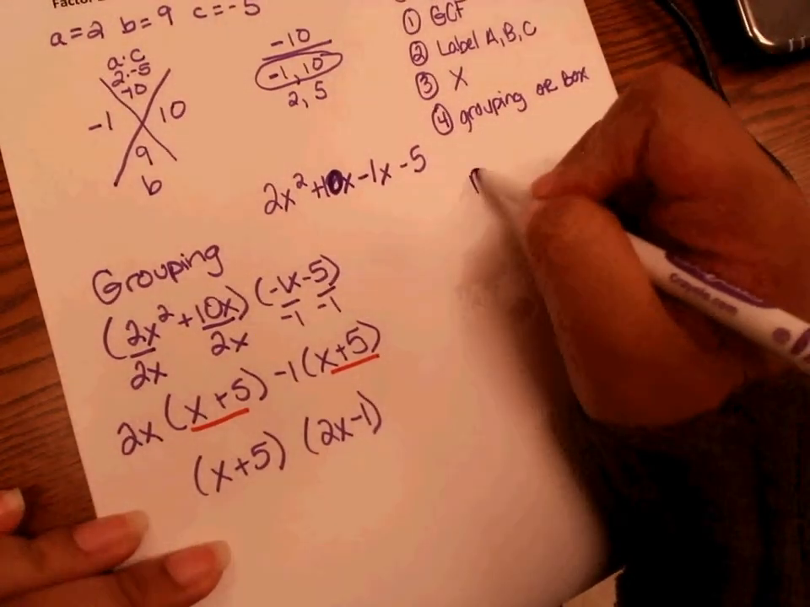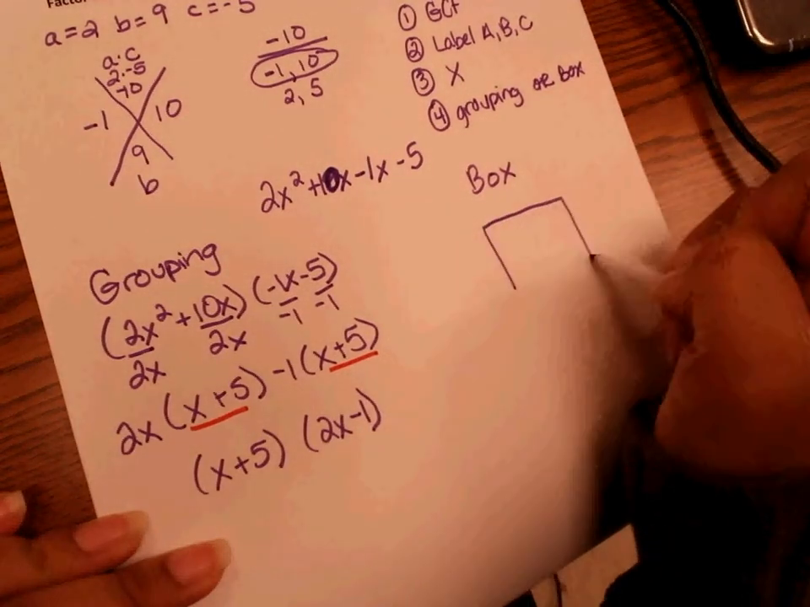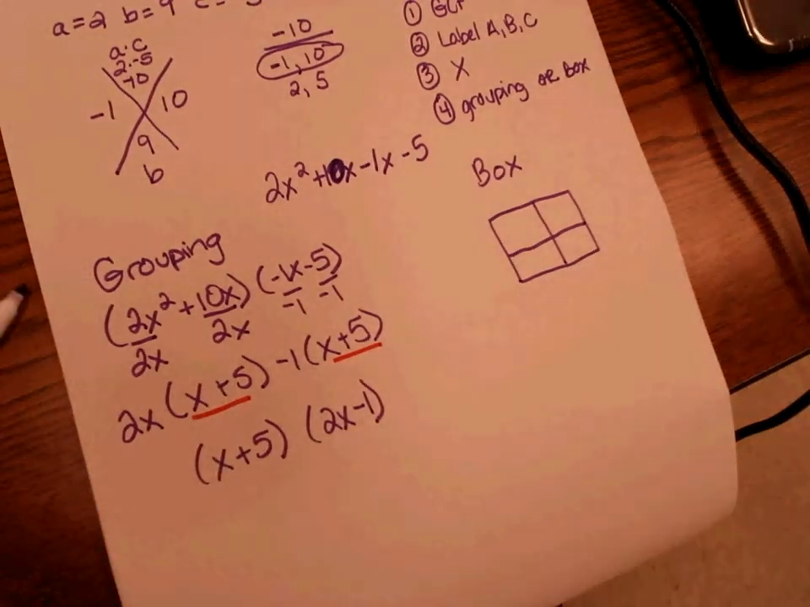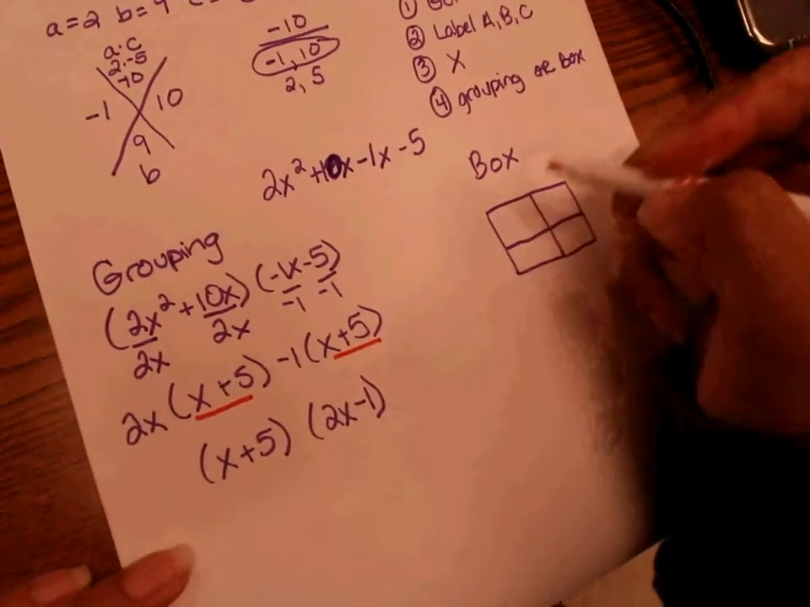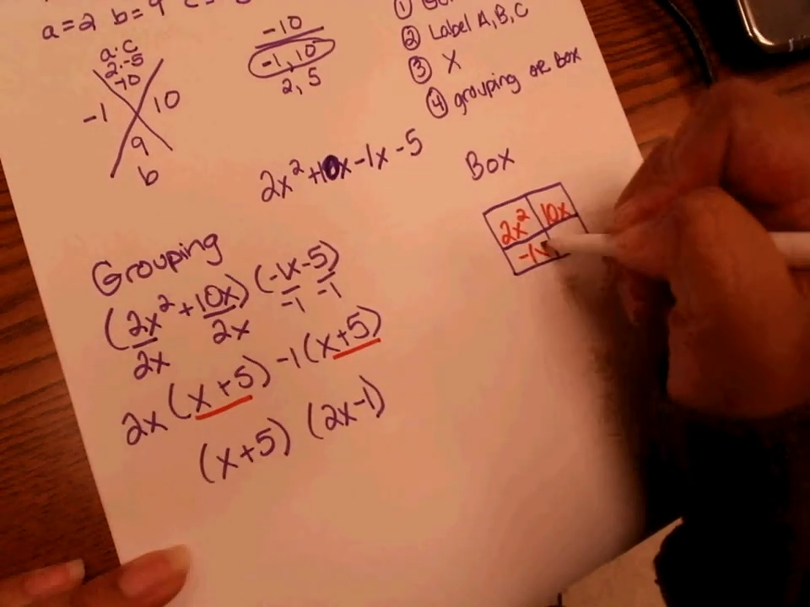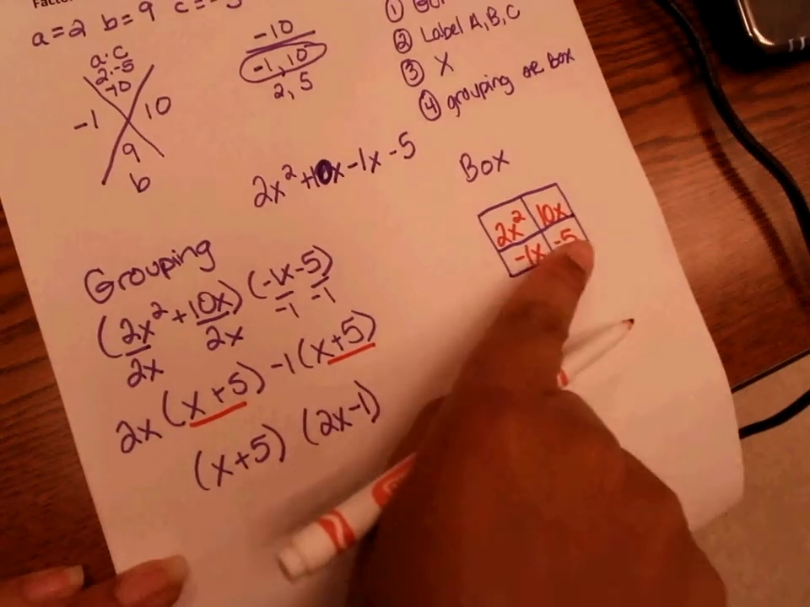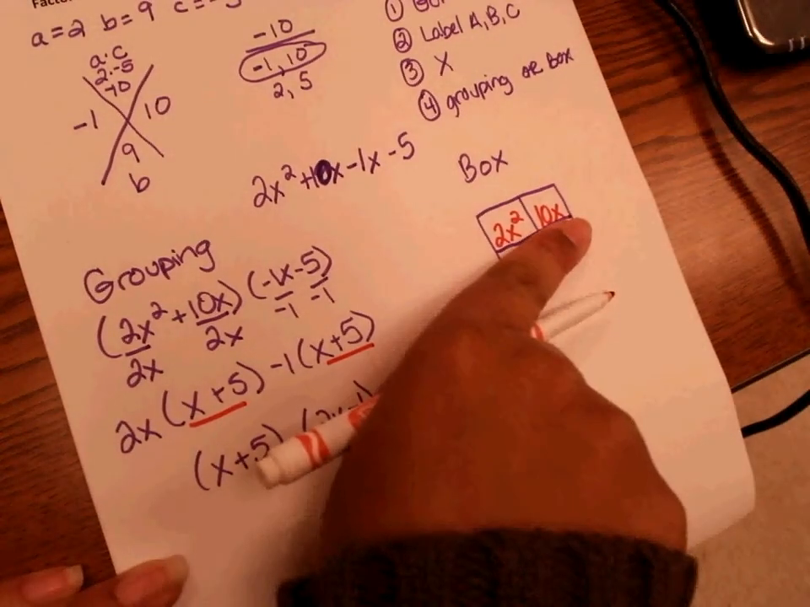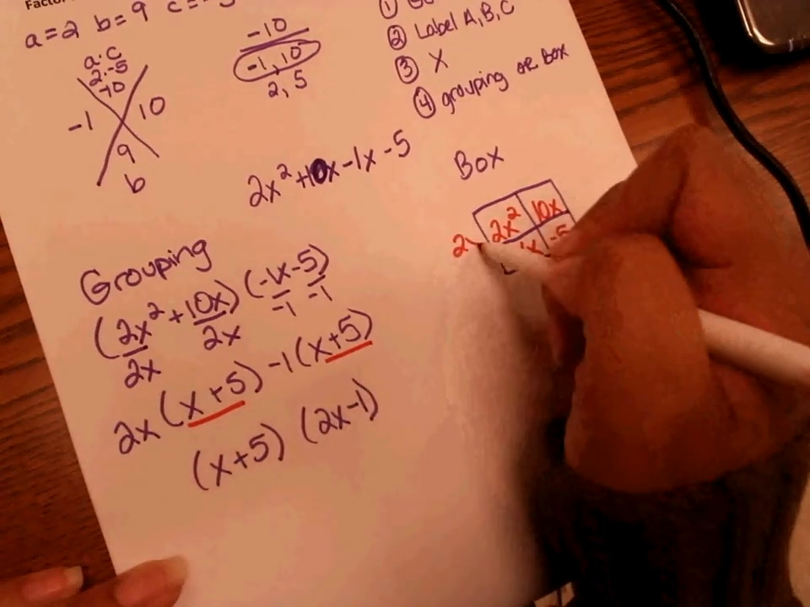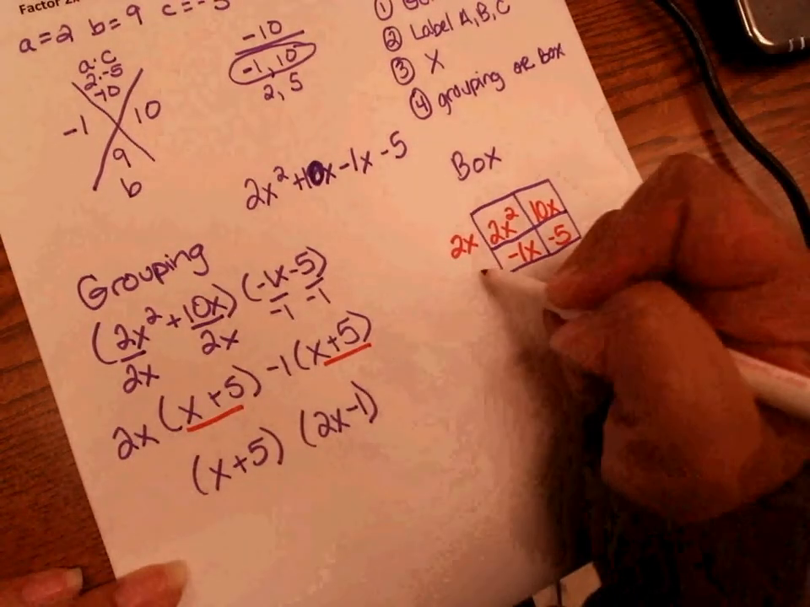For those of you who like the box method, you take all of those same terms, and remember, you put them into your box. So I have 2x squared, 10x, minus 1x, minus 5. So then remember, I'm going to find the GCF of each row, each column. So I cover up the first one. 2x squared and 10x have 2x in common. I cover up the second one, and I have negative 1 in common.